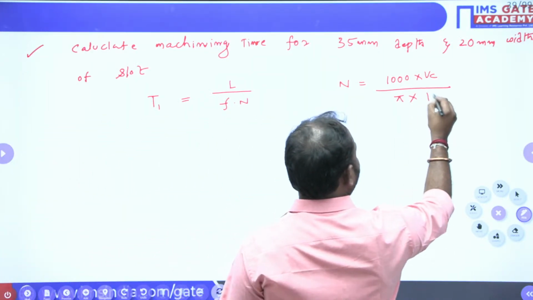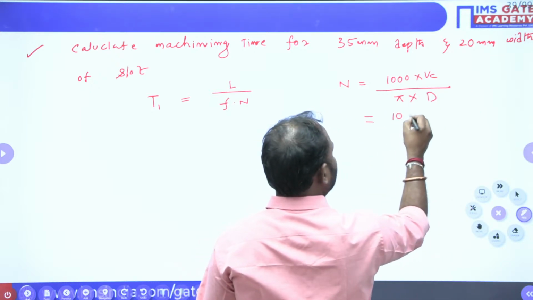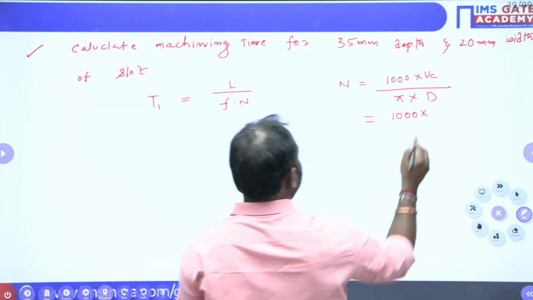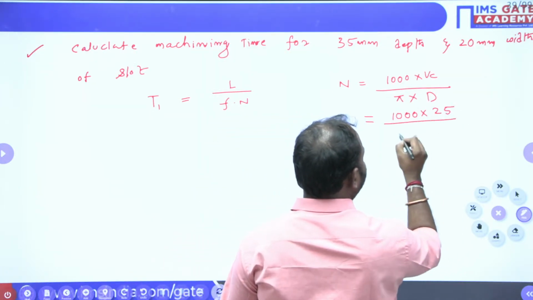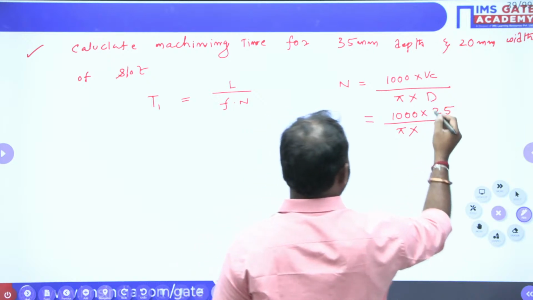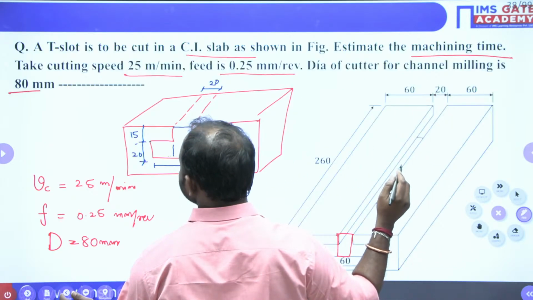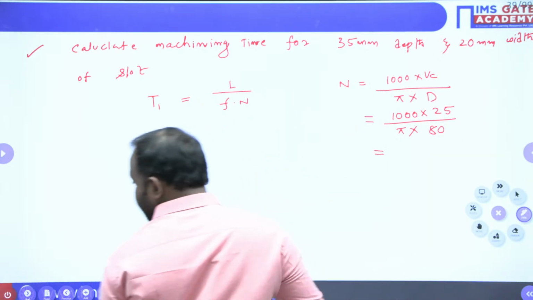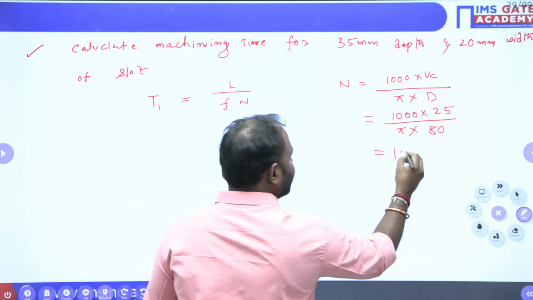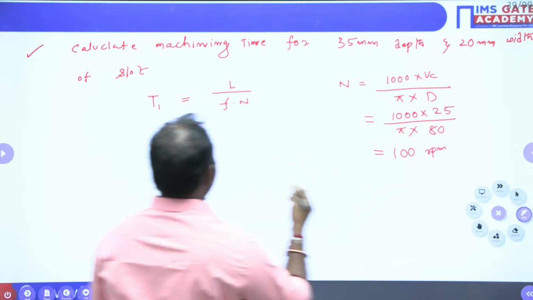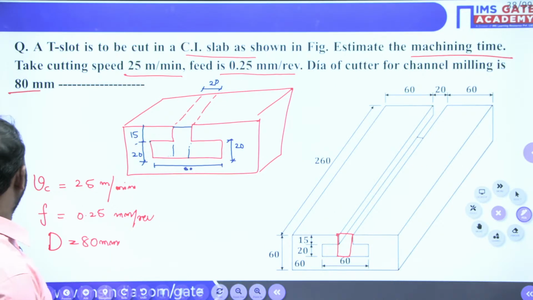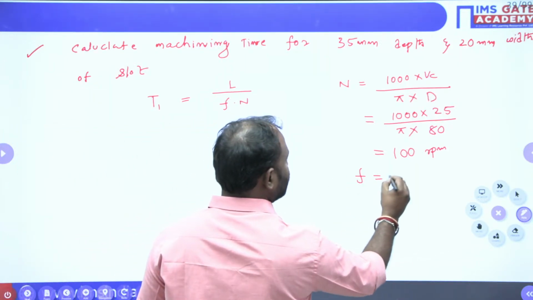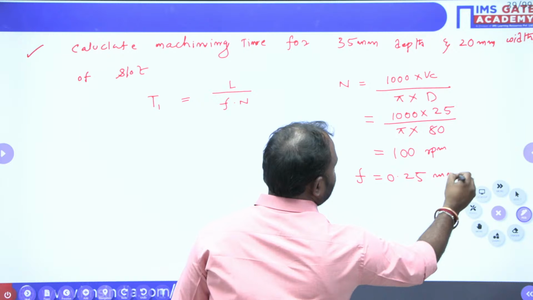So pi D. From here, 1000 into VC, which is 25, divided by pi into D. D is 80. So I am going to get my RPM equal to 100 RPM. Now feed is also given, that is 0.25 mm per revolution.